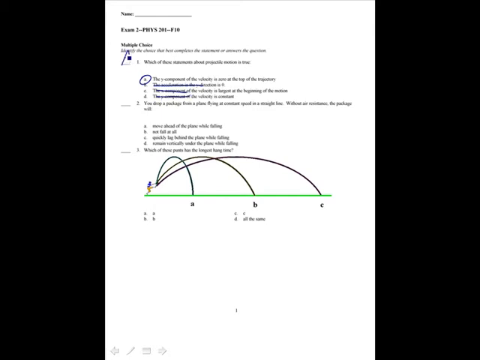You drop a package from a plane flying at a constant speed in a straight line without air resistance. The package will fall right under the plane. So that's D. Which of these punts has the longest hang time? They all reach the same height, so they all have the same hang time.